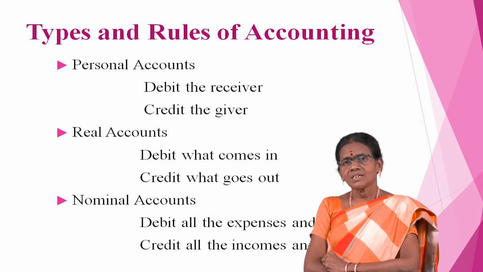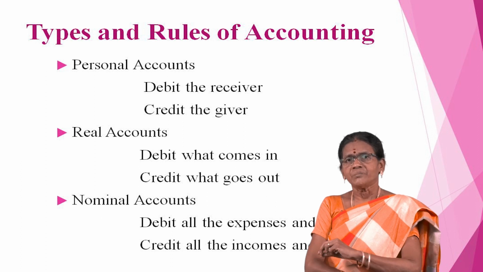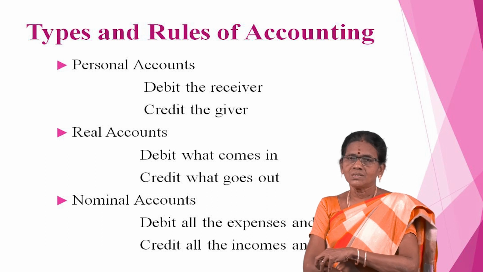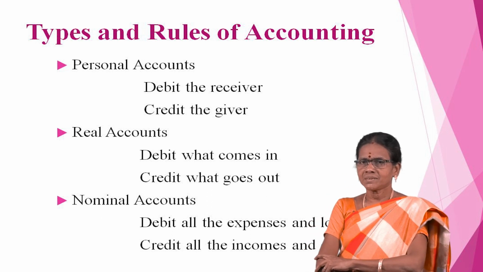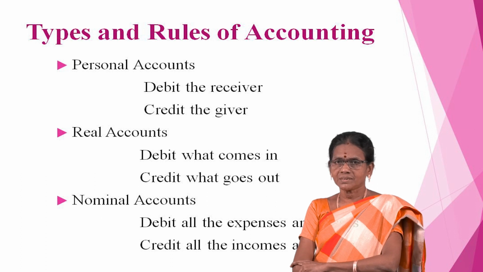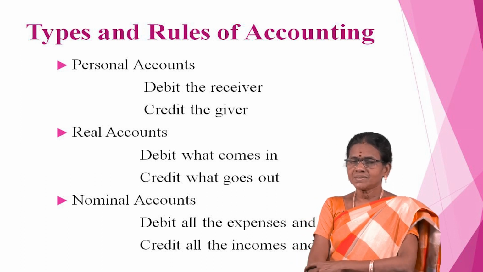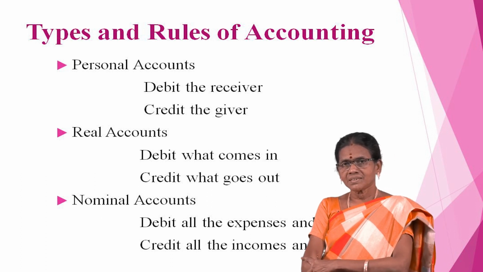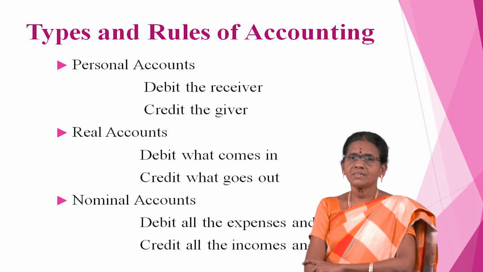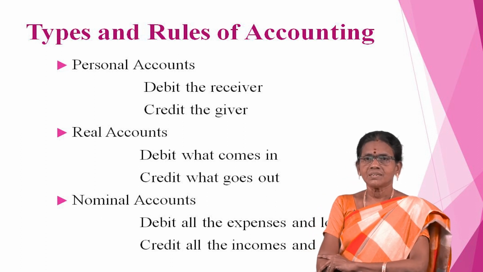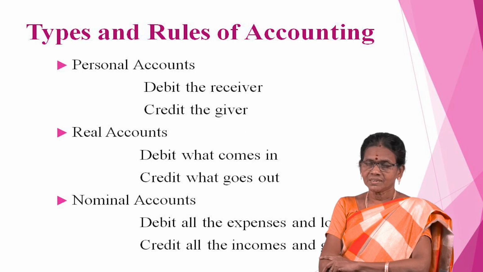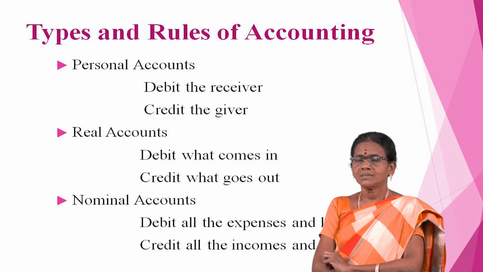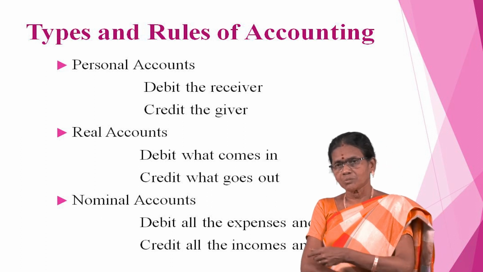A nominal account is generally where a company has so many expenses and also incomes. So the third rule is debit all the expenses and losses, credit all the incomes and gains. The expenses are just like rent, salary, insurance, taxes, any activities. So we have to debit all the expenses and losses and credit all the incomes and gains. Incomes are just like interest received, commission received, any items which are received by the company.